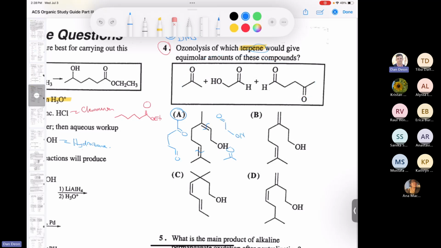Kind of the dead giveaway that it's not B or D is if you were to break this bond or this bond, in that case from the top, you'd end up with formaldehyde, right? And there's no formaldehyde, right? Same thing here, you would end up with formaldehyde, and that is not one of the compounds. And then for this one, there's a gem dimethyl, and there's no geminal dimethyl in here. So the answer has to be A in that one.